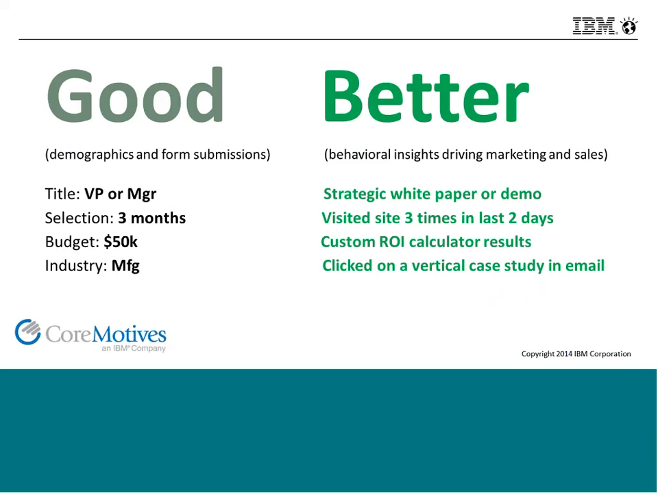Okay, here's some information on what you have and maybe what you could have. So it would be good if you had some demographic information and you knew that they were a VP or maybe a manager and they were in the manufacturing industry. Well, wouldn't it be even better if you knew that they downloaded these 2 white papers and they visited your site 3 times in the last 2 days? So you can tell maybe their task, their to-do list for this week had, do more research on this, find a vendor for this. So having this better information will help you target to them better.